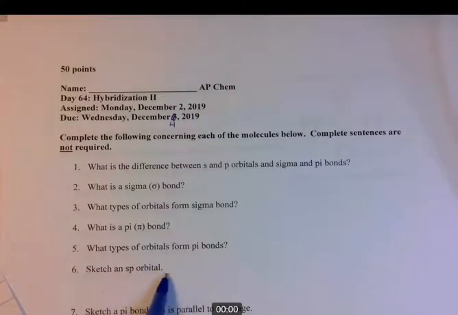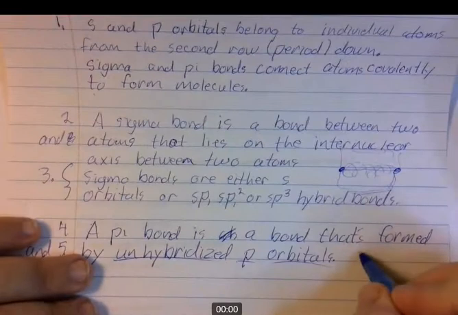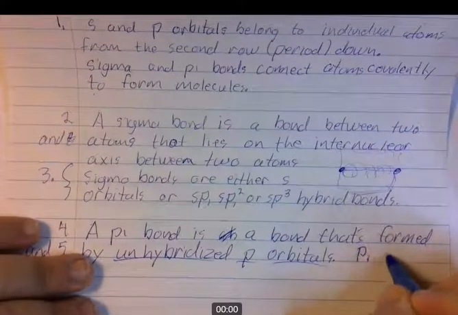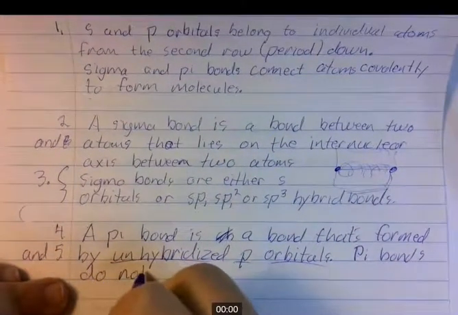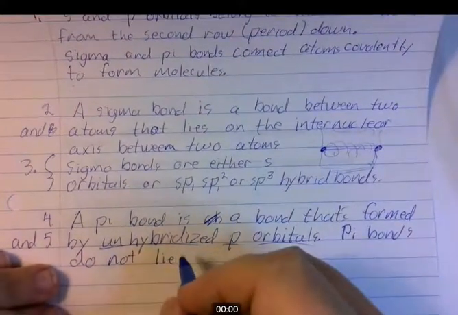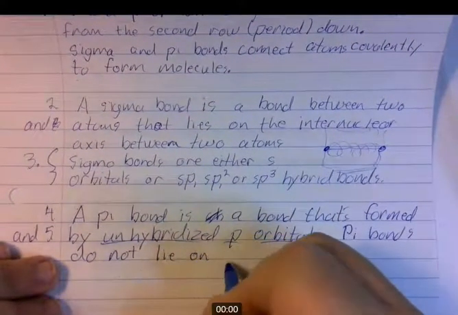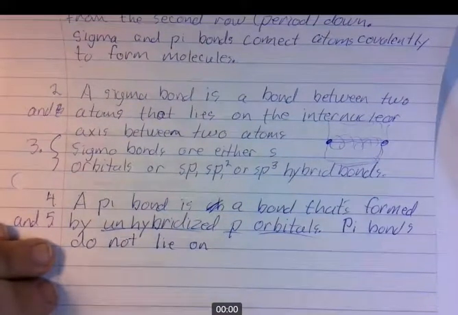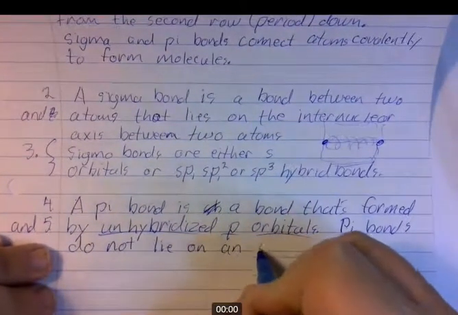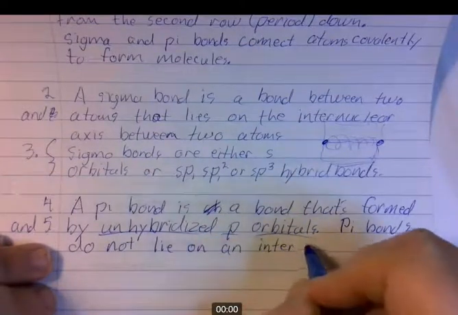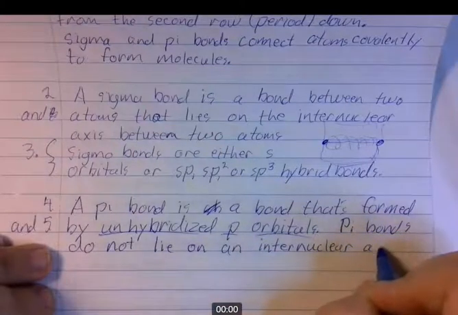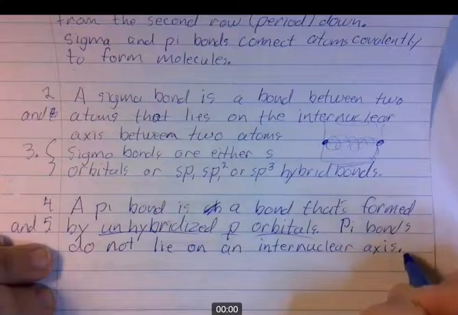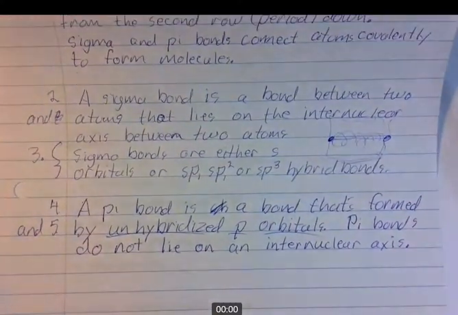Let's see, what else? I want to add one more fact about pi bonds. Pi bonds do not lie on the internuclear axis, or on an internuclear axis, because there can be several in some molecules. There can be many, in fact. In other words, they're not right in between the two nuclei of the atoms. Okay, they're either above or below. And again, this will all make more sense when you see some examples coming up here very shortly.